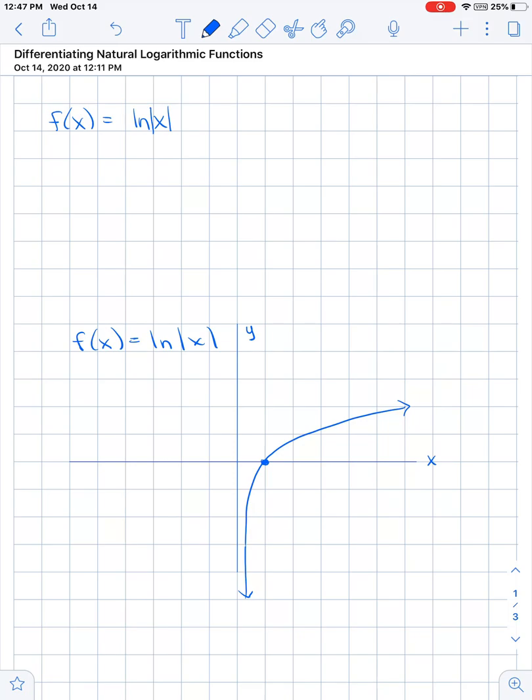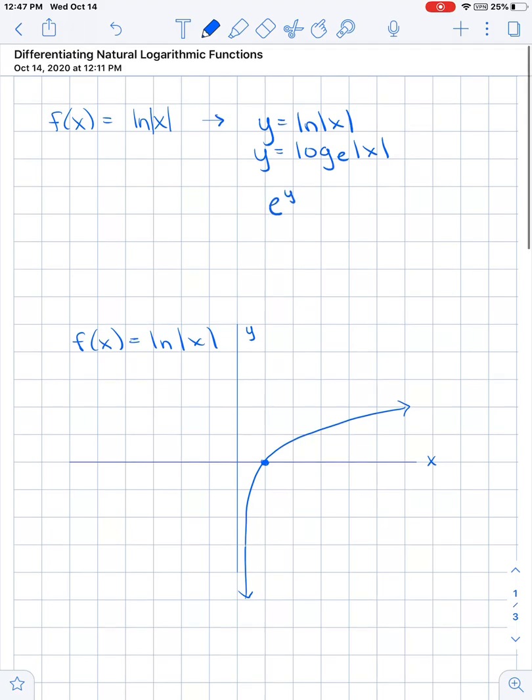Let's talk about y for a moment, just as a refresher. If I rewrote this expression, I can write this as y equals the natural log of x. And I know that a natural log is equivalent to log base e of x. So if I rewrite this logarithm as an exponential function, I can write this as e to the y is equal to x. Now let's talk about why x must be positive all the time.